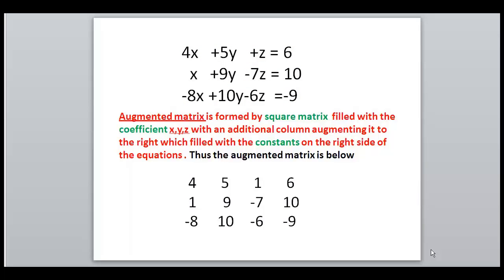We form the augmented matrix that we will use Gauss-Jordan on by forming a square matrix which is filled with the coefficients of the x, y, and z on the left-hand side of the equation. We augment that square matrix with an additional column into which we place the constants from the right-hand side of the equation. Thus, the augmented matrix is that given below.